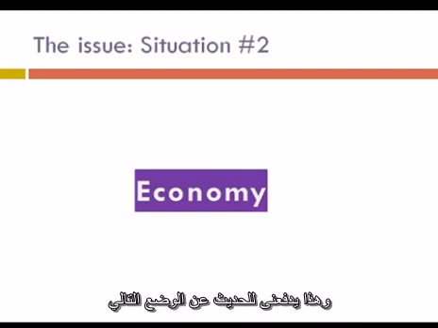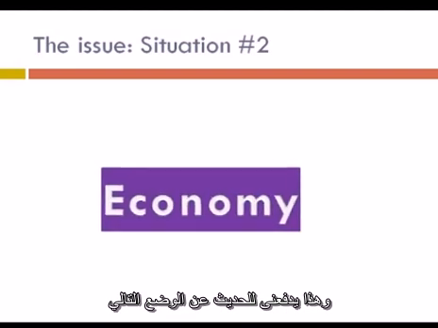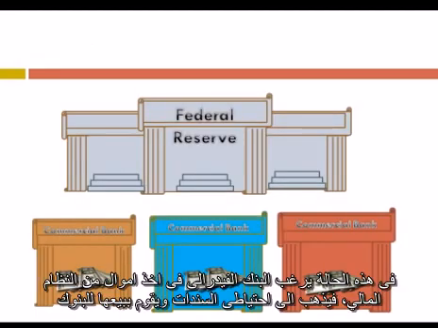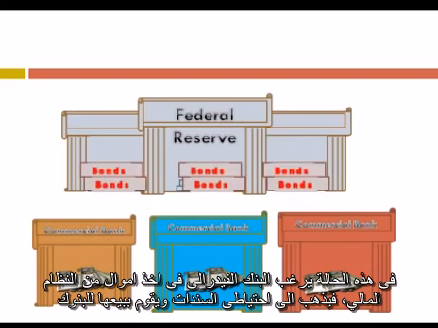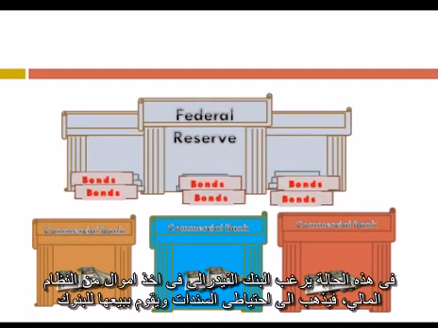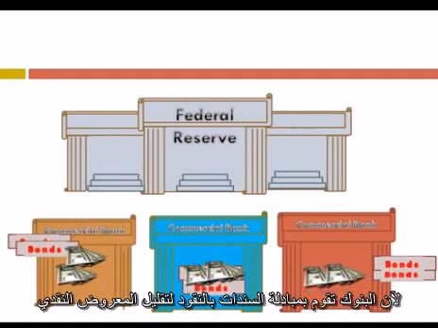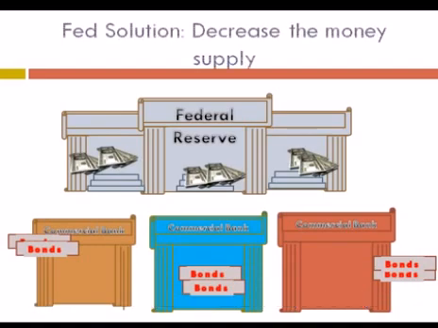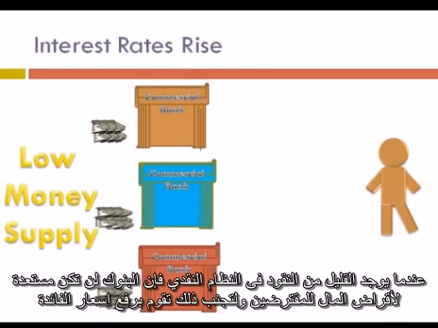Which brings me to my next situation. What happens if an economy is growing too quickly? Well, in this case, the Federal Reserve wants to take money out of the financial system. It taps into its reserve of bonds and sells it to banks. Because banks are exchanging money for bonds, they are in effect decreasing the money supply. When there is less money in the financial system, banks are not as willing to lend. To attract borrowers, they raise the interest rates.